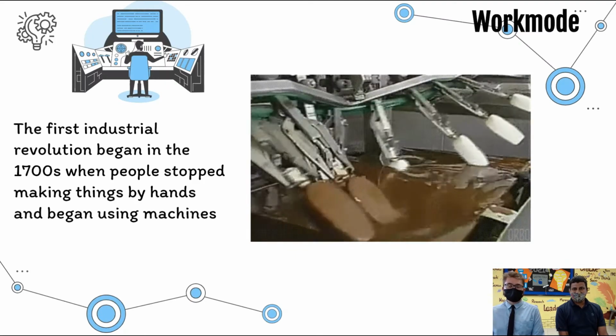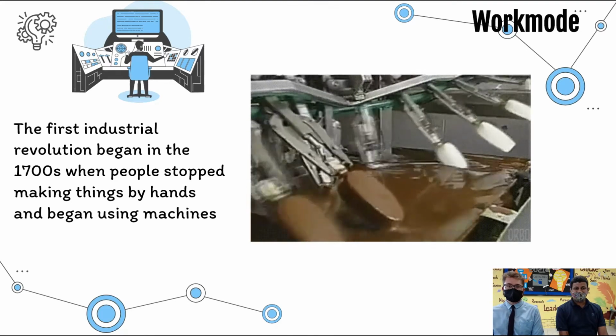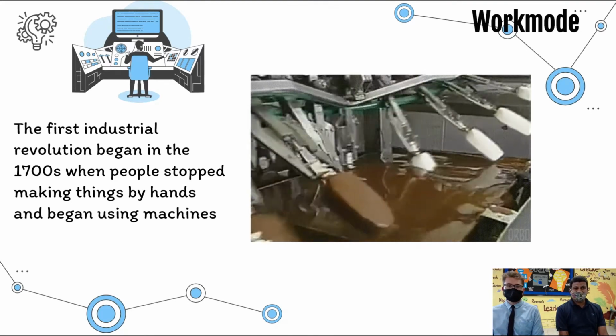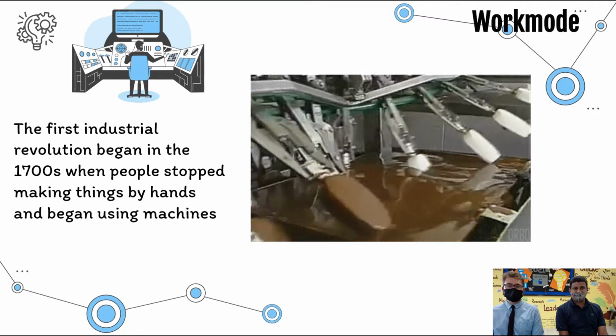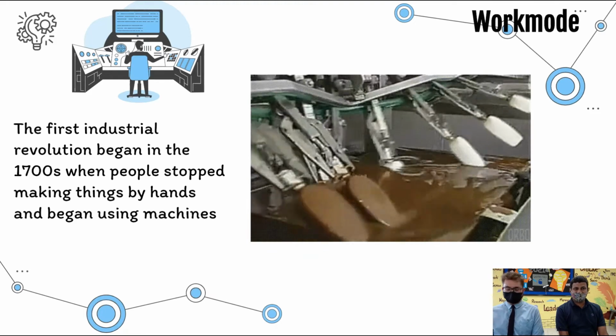Here we have a picture of machines making chocolate bars. The first industrial revolution began in 1700 when people stopped making things by hand and began using machines. So that was almost 300 years ago.